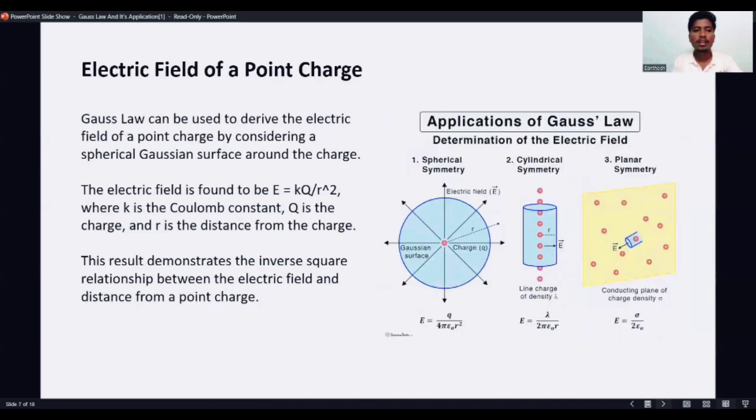Then the electric field of a point charge. Gauss law can be used to derive the electric field of a point charge by considering a spherical Gaussian surface around the charge. The electric field is found to be E equals kq divided by r squared, where k is the Coulomb constant, q is the charge, and r is the distance from the charge. This result demonstrates the inverse square relationship between the electric field and the distance from a point charge.